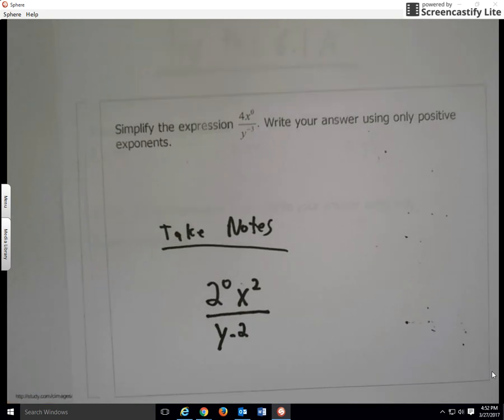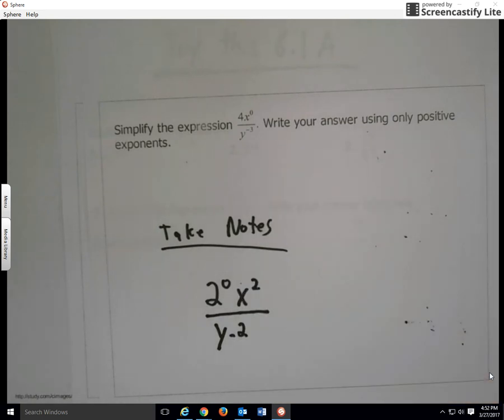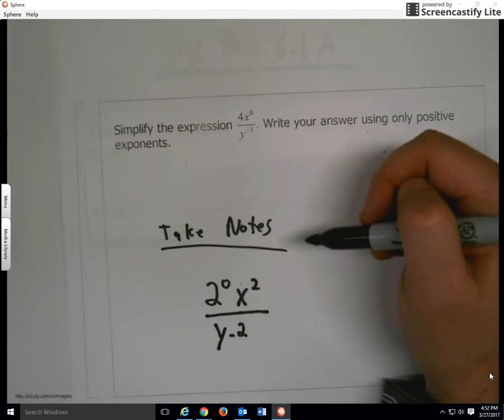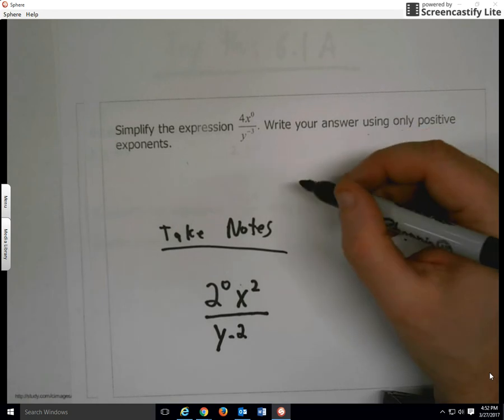All right. Let's try this next one here. Simplify the expression 4x to the 0 power over y to the negative 3rd power, and write your answer using only positive exponents. Now, why is it saying to use only positive exponents? Well, because there's nothing wrong with writing a negative exponent. It's certainly okay to do, but it wants you to write it as a positive this time. So it's not asking you to simplify it, it's just saying write it as a positive.